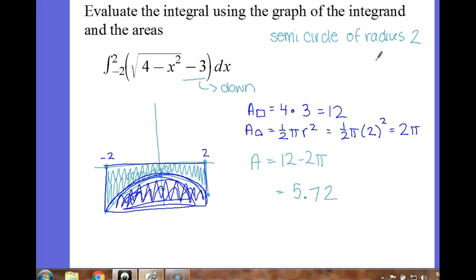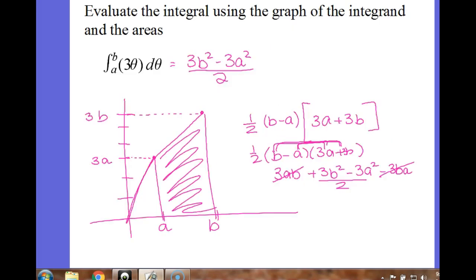Hannah, you go, it's negative. Why is it negative? Everything's under the x-axis. So the area we got is 5.72. The actual value of the integral, in this case, is negative 5.71. Does that make sense? Do we start to see the connection? Look how close you were to the actual. I didn't include the negative.